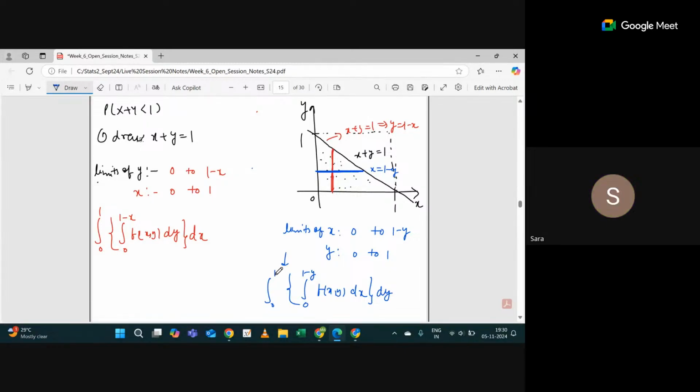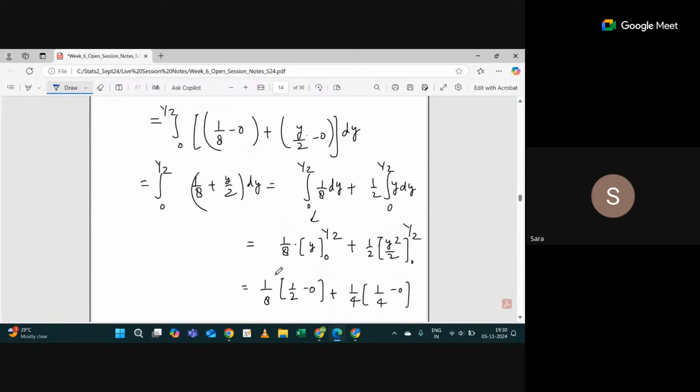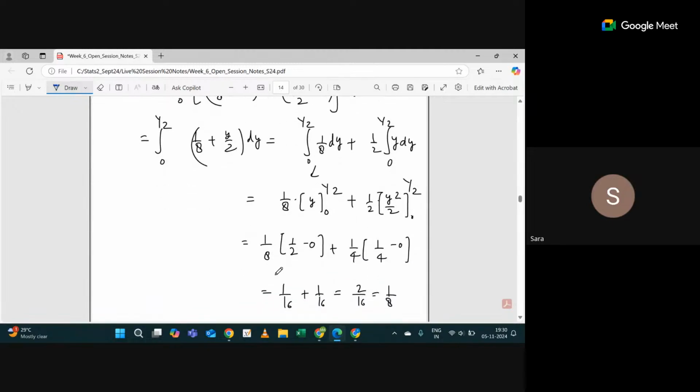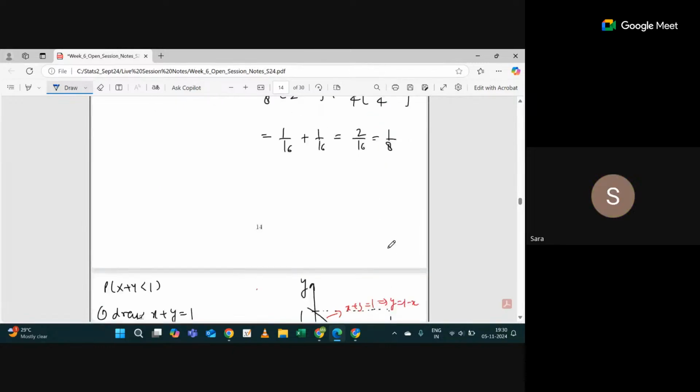Yes. And sir, could you show the previous calculation once? How do I get that 1 by 4 plus 1 by 4? Okay, it's half, right? This 2 you can take outside. It will become 1 by 4. Y square, if you substitute 1 by 2 square, that will give you 1 by 4, right? Okay, got it. Thank you.